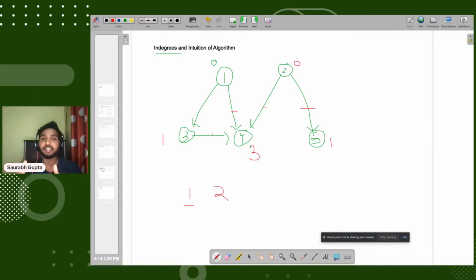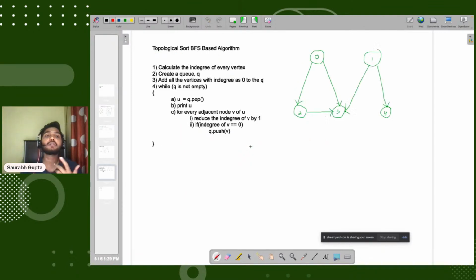For the current session, I'll be taking help of the BFS based algorithm to explain it to you all. And let's jump on to the algorithm for this particular problem. The first step in the algorithm would be that I will try to calculate the in degree of each and every vertex in the graph.